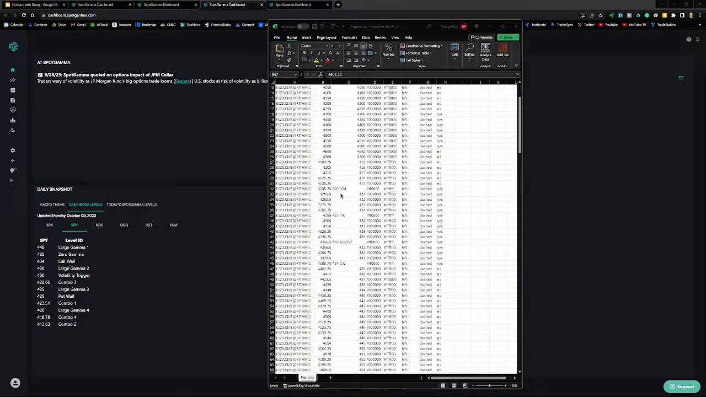These are the special levels that I have labeled here. Otherwise, I just have the round number levels. The special levels, the SpotGamma levels, are shown with white, and then the other levels are shown with yellow.